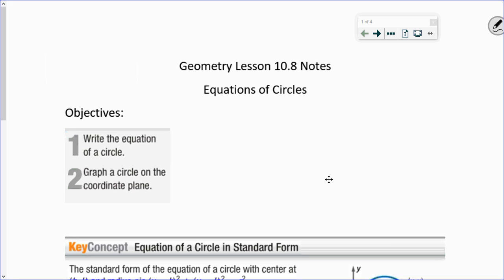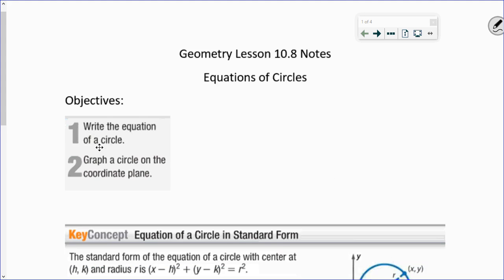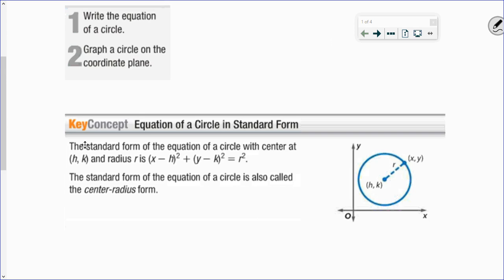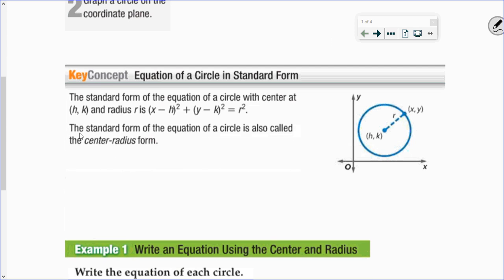All right, hello everyone. Today we're talking about lesson 10.8, equations of circles. So our objectives: write the equation of a circle, as well as be able to graph a circle on the coordinate plane. All right, so our key concept here, we're using equations of circles.